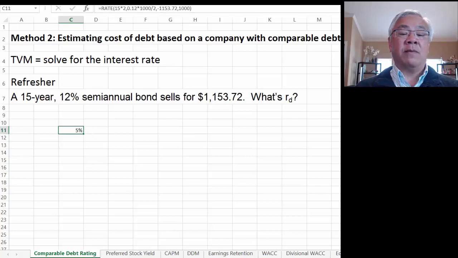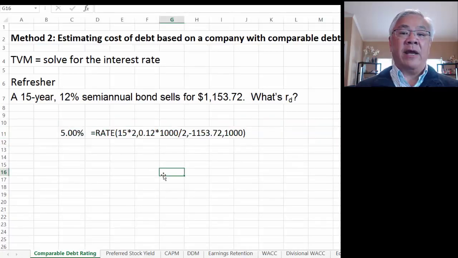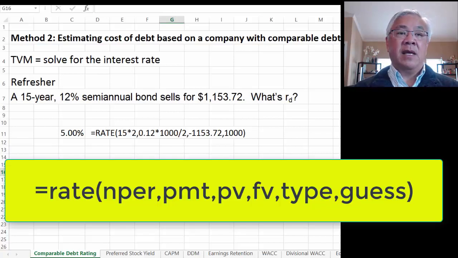Let's put a little more accuracy to it. For your reference, we can just copy that. We can compute the rate of borrowing of a bond using the rate function in Excel. And the first factor is the number of periods. And here it's 15 years times 2 payments per year, or 30. Interest payments, which are PMT, which is the coupon interest rate. It's a $1,000 bond times 12%. And that would be 120, but divided by 2 because it's semi-annual.